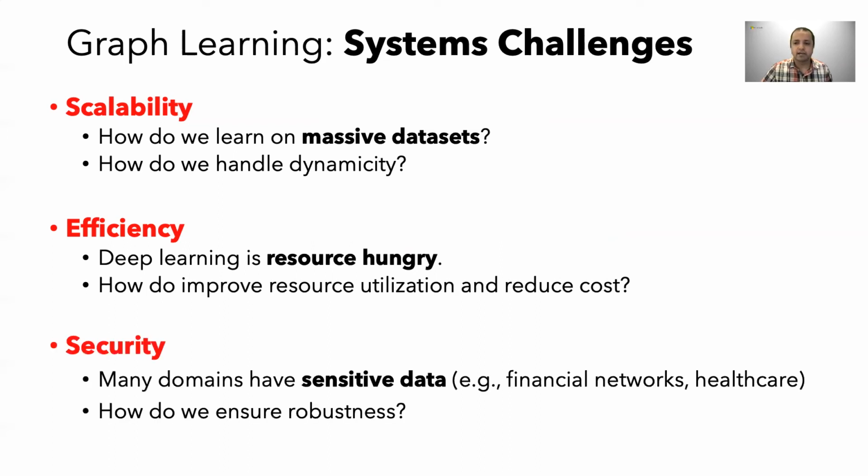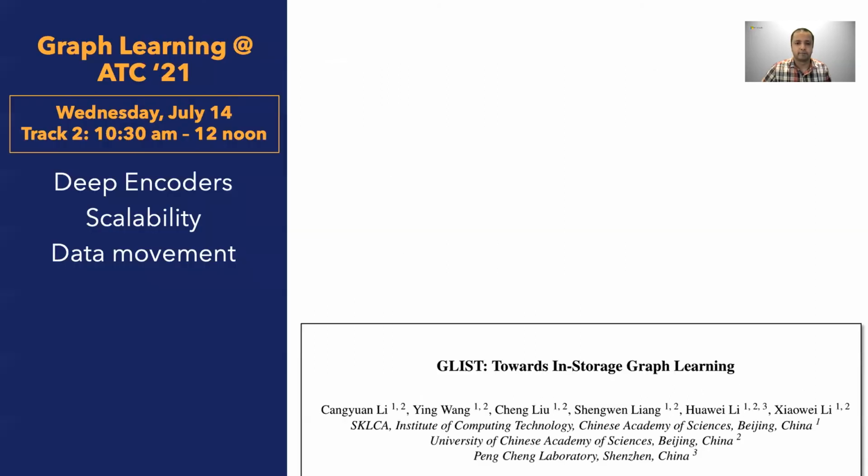Finally, security is another hard challenge, especially in graph learning, because of the sensitive nature of the data in many of these domains that I mentioned. Here, how do we make sure of the robustness against attacks in graph neural networks or graph learning? In short, I believe that this is an exciting time to be doing research in the systems aspect of graph learning. At ATC and OSDI, we have 5 excellent papers that look at systems issues in graph learning.